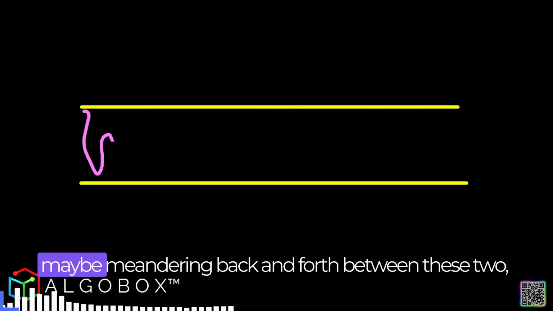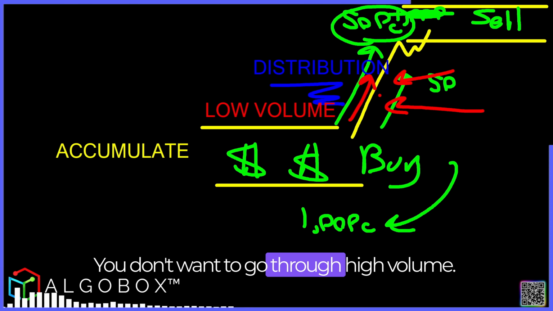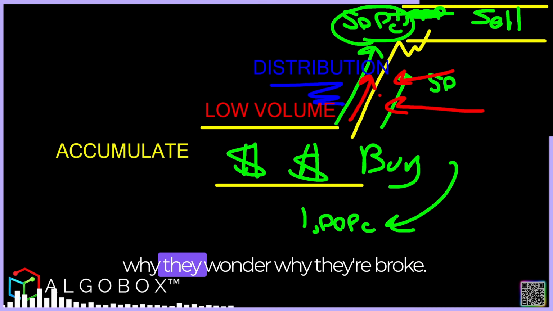Do you want density here? Do you want stuff getting in the way? No, you actually want to distribute through low volume. People are stupid. You want to move through low volume. You don't want to go through high volume. Oh, it's not a confirmed move because it's not. That's why they wonder why they're broke. All right, so you move through low volume distribution and then accumulation again up top.